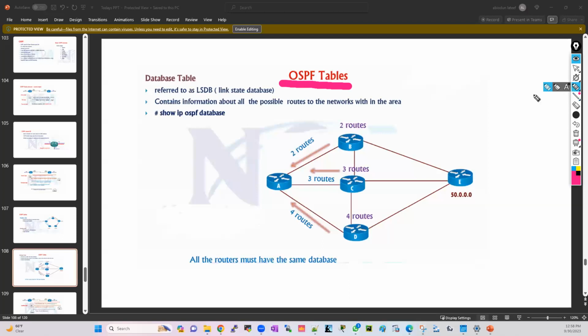Now, we all know one common feature with all these routing protocols: they all have what? A database table. If you look at OSPF, it is the LSA, link state database, link state advertisement. They build this table with their neighbors by exchanging routing information. They say all routers must have the same database. What it means is this.